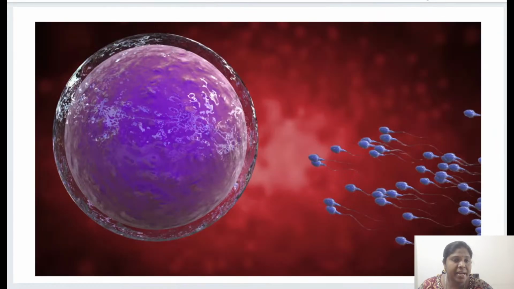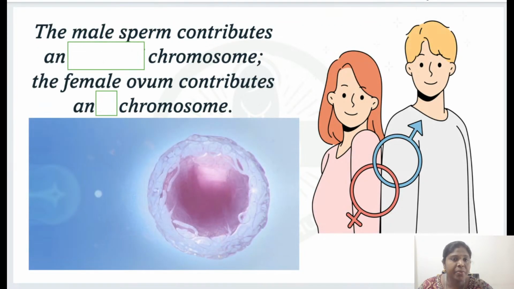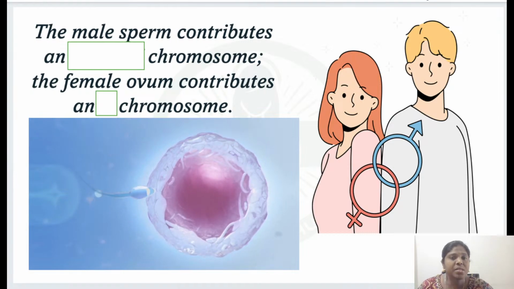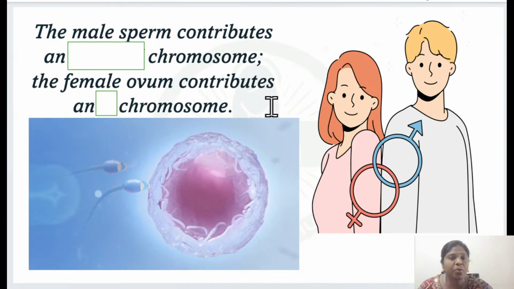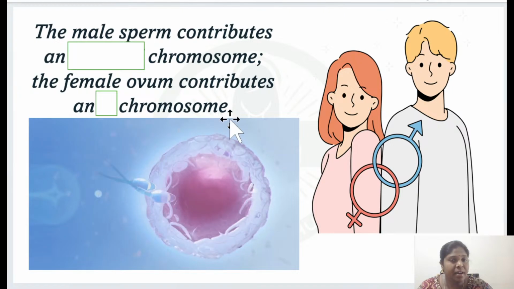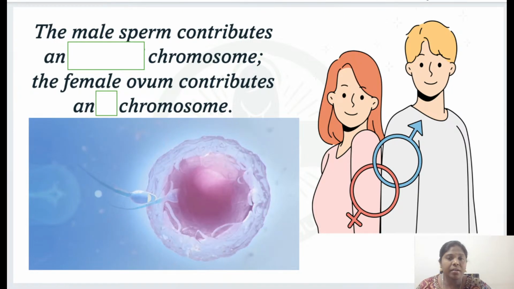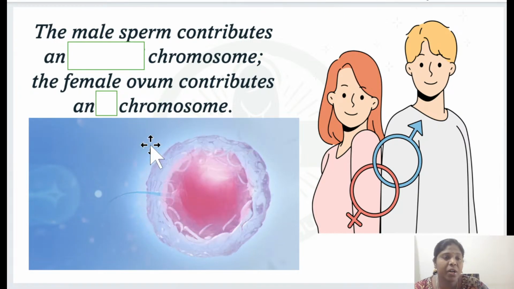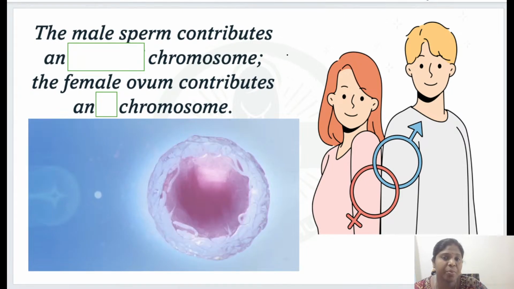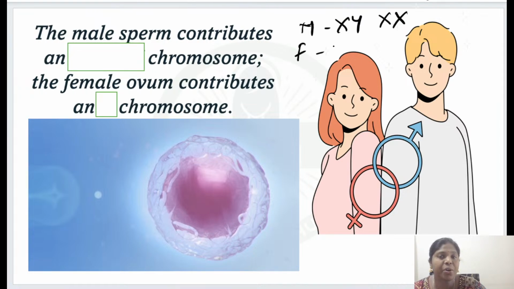This is the first slide. The male sperm contributes an dash chromosome and the female ovum contributes an dash chromosome. Here, if you look at the male sperm, which kind of chromosome will it contribute? Will the male contribute X and Y, or X and X? And what about the female, will she contribute X and Y or X and X? Which one is possible?